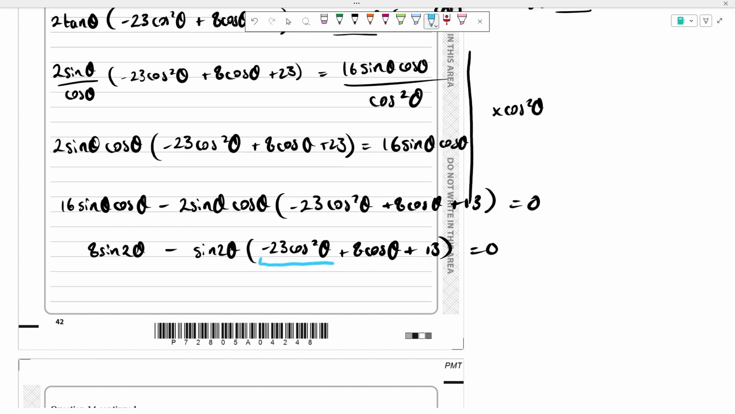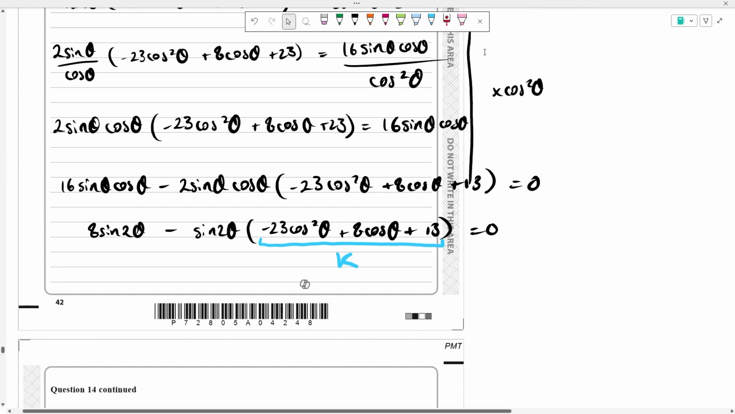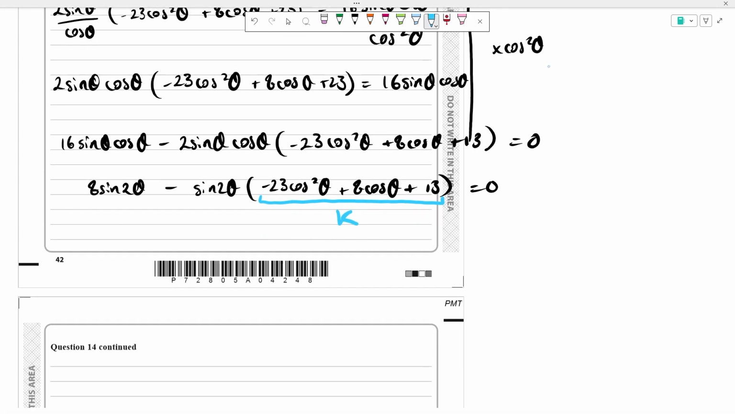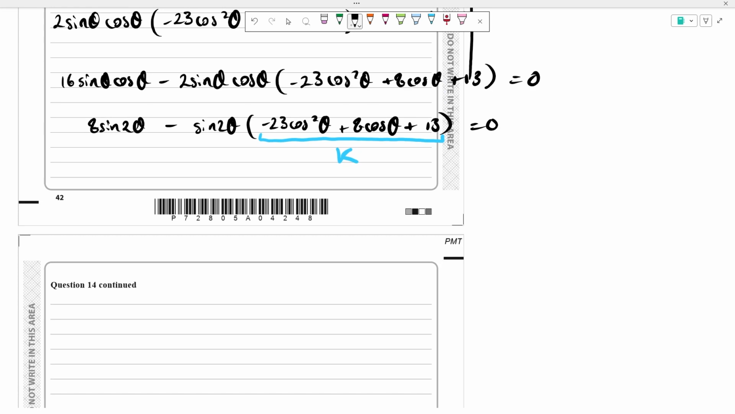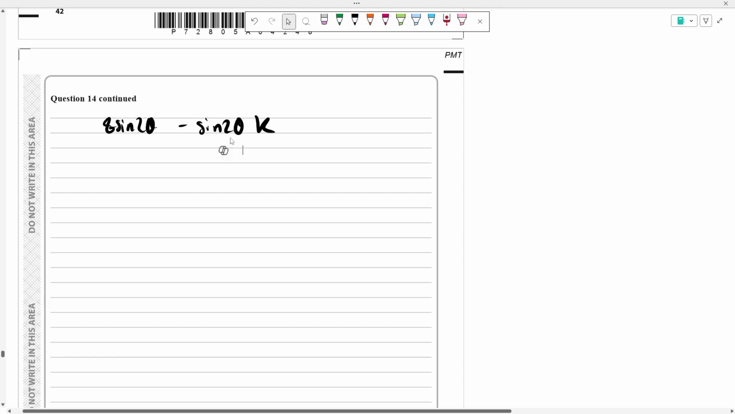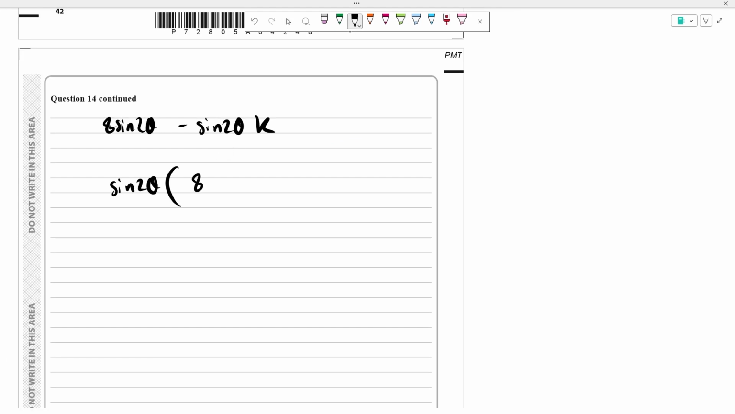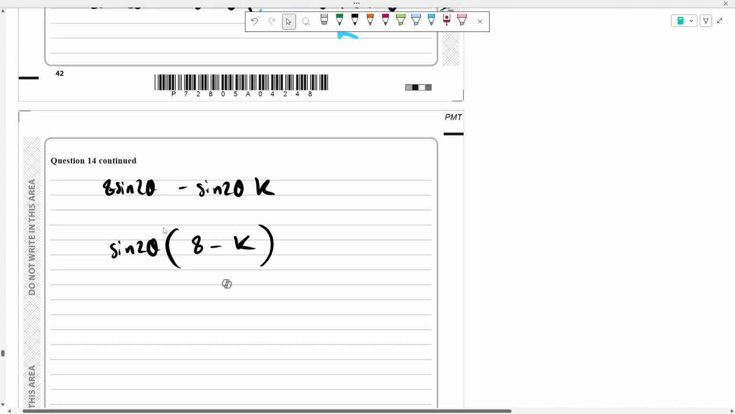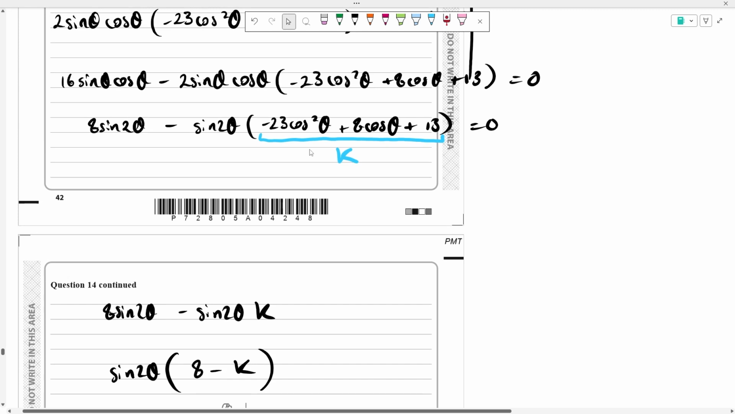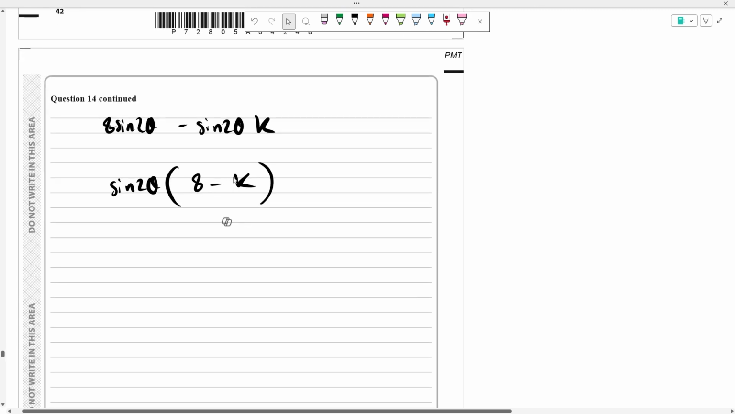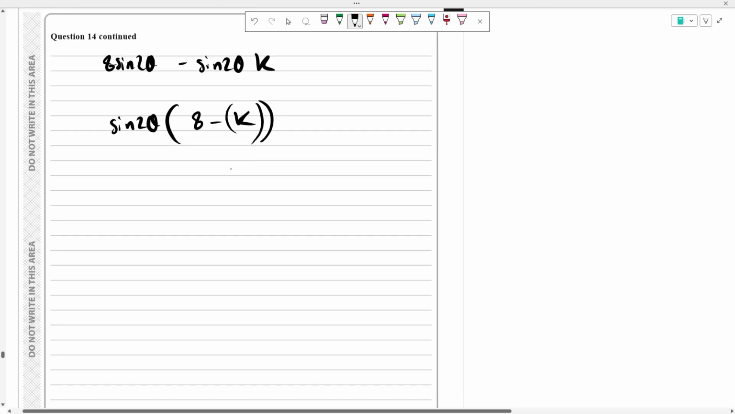I'm going to call this expression here, for now, let's call it K, like a big K, just so it's easier to factorize because I don't want to keep on writing it again. So 8 sine 2 theta minus sine 2 theta K. I'm going to factorize the sine 2 theta out, so I end up with sine 2 theta, factorize out 8 minus this K. Now we have a sine 2 theta on the outside, and we have this whole expression here. Since this is minus K, we just have to be careful because this would be in brackets.